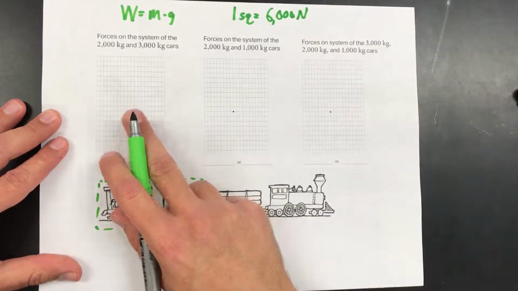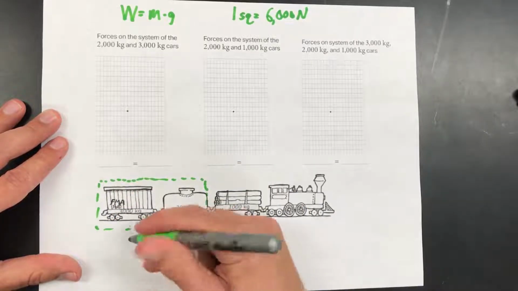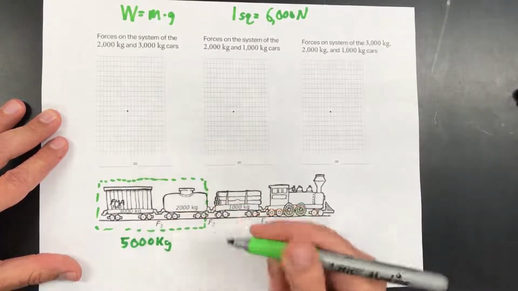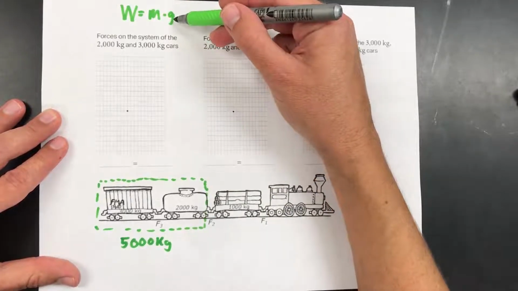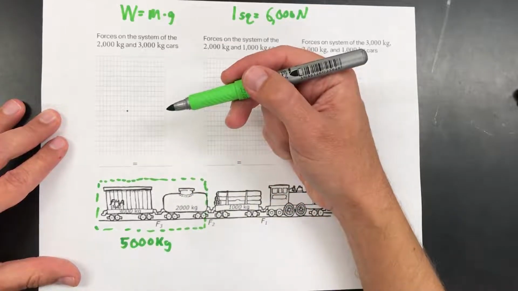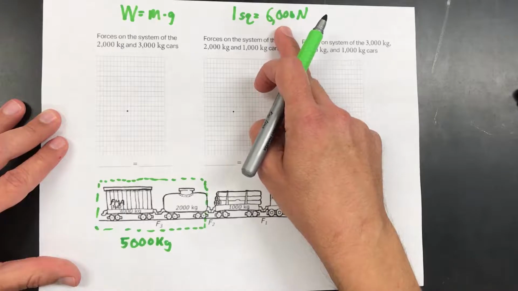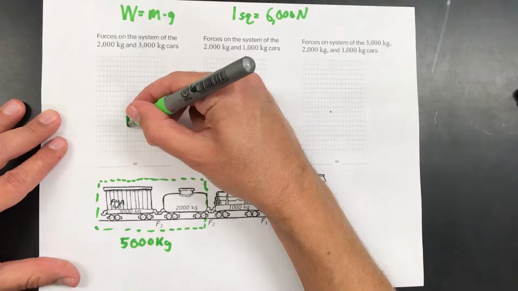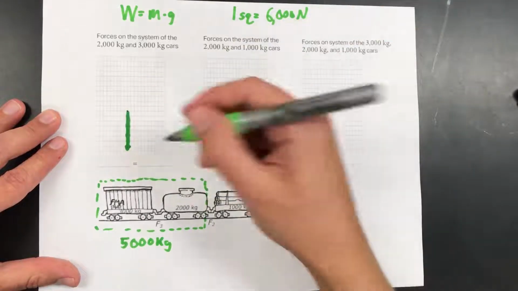So what are the forces on here? Well, first of all, we got the force of gravity. We've got 3,000 and 2,000 kilograms. So the total mass of this system here is 5,000 kilograms. And if we plug that into our weight equation, 5,000 times 10 is 50,000 newtons. Now with 1 square being 6,000 newtons, to get to 50,000, that's about 8.33 squares roughly. So 1, 2, 3, 4, 5, 6, 7, 8, and a third, there-ish.